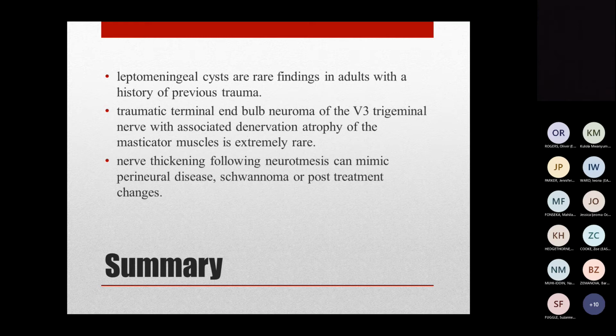So in summary, leptomeningeal cysts are rare findings in adults and usually occur after a history of previous trauma. Traumatic terminal end-bulb neuroma of the V3 trigeminal nerve with associated denervation atrophy of the masticator muscles is extremely rare. Nerve thickening following this injury can mimic perineural disease, a schwannoma, or post-treatment changes in patients who have had previous radiotherapy or surgery.